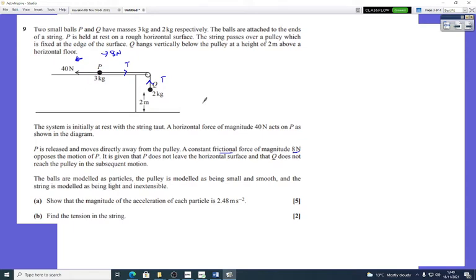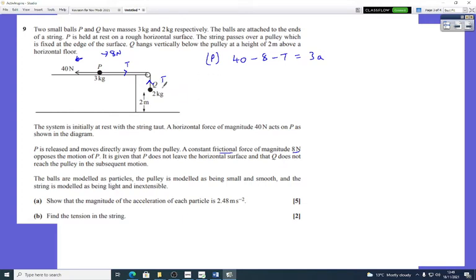Okay, so let's write the equation for what's happening at the 3 kg, so at P. 40 newtons is pulling it to the left, and against 40 you've got 8 newtons to the right, and there's a tension to the right, and that is going to equal mass times acceleration. Mass is 3, and A, acceleration, we don't know.